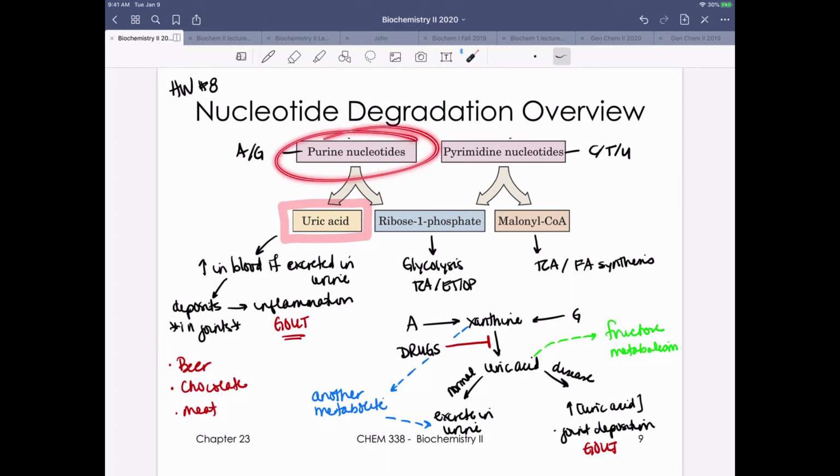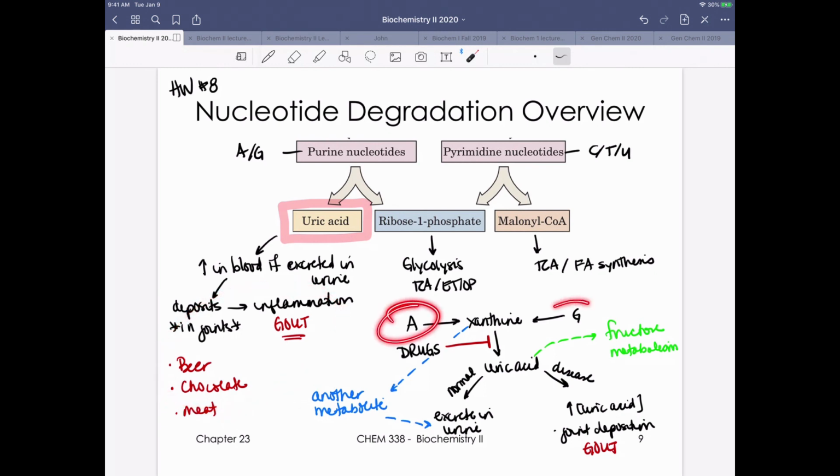The problem comes with the degradation of purine nucleotides. Once you snip off that sugar, you're going to degrade that purine base to uric acid. And uric acid is especially problematic because if you have elevated concentrations in the blood, you are unable to excrete it in your urine. Even though this is the same information that's over here, I'm going to use this figure at the right to explain this.